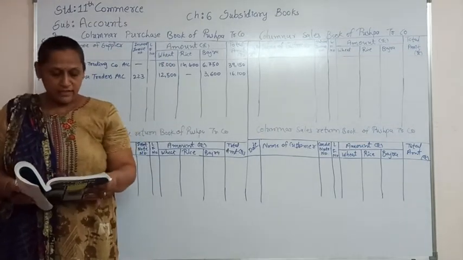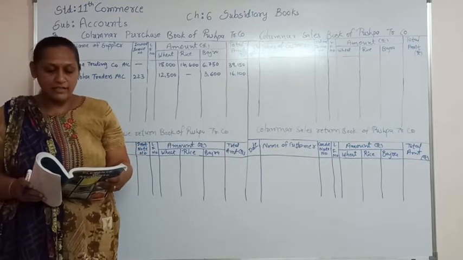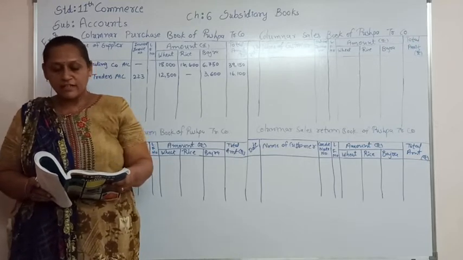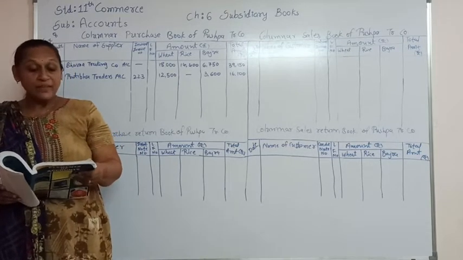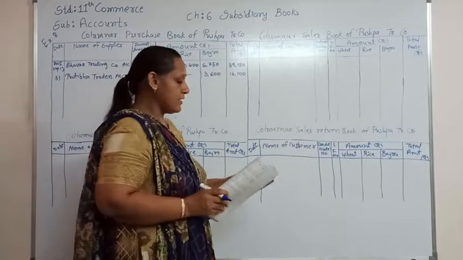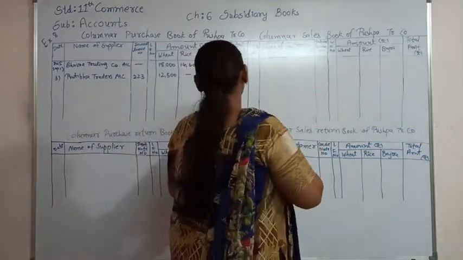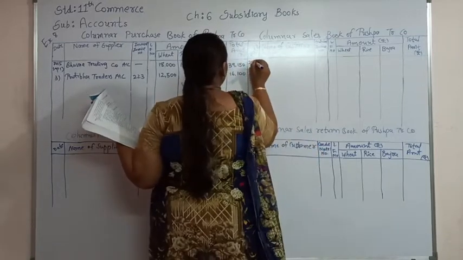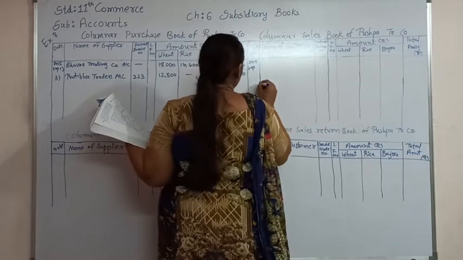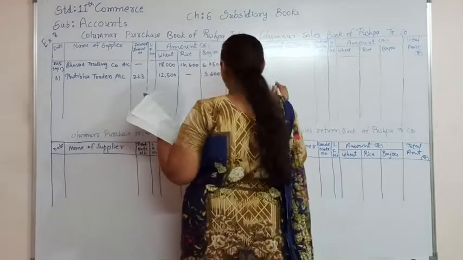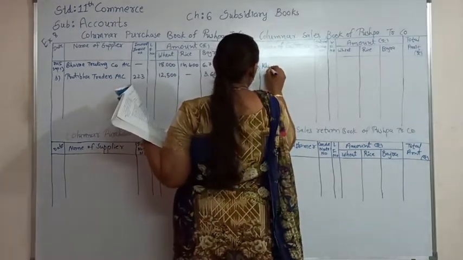Now on date number 8, sold to Khushi Traders 700 kg of wheat at rupees 30 per kg and 200 kg of rice at rupees 50 per kg. Trade discount is 10%. And invoice number is 102. So here we have sold the goods, so that we are going to write in the sales book. So 2015 September, and the date is 8, and we have sold to Khushi Traders.